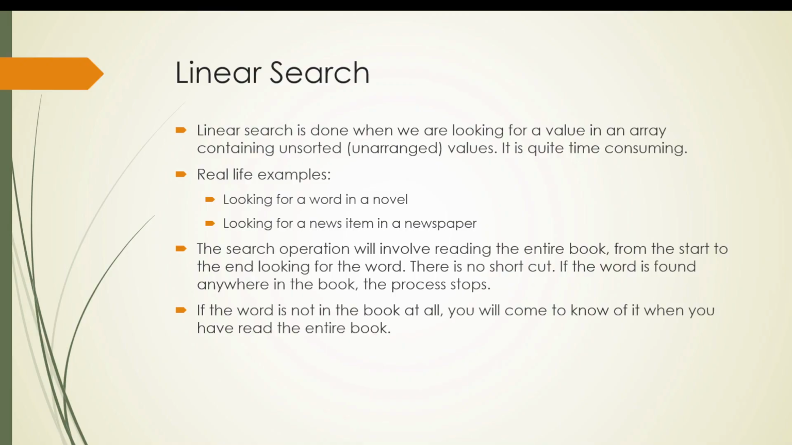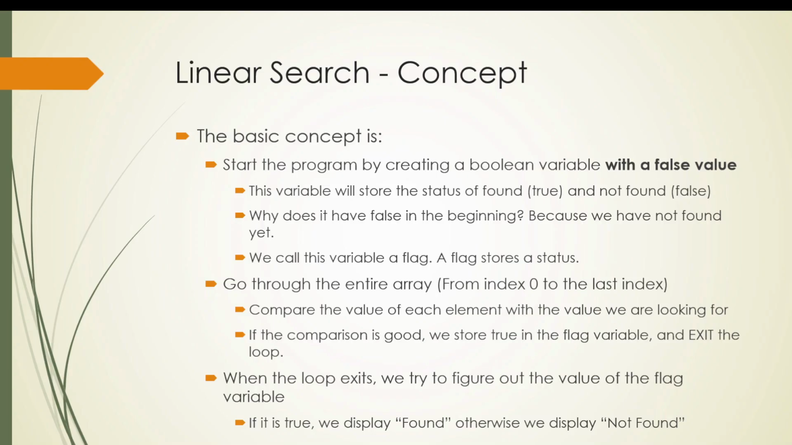So not before that. Now, what is the basic concept of a linear search? The basic concept is you start the program by creating a Boolean variable with a false value. So why a false value? Because we have not found it yet. This variable will store the status of found, that is true, or not found, that is false. And why does it have a false in the beginning? Because we have not found it yet.